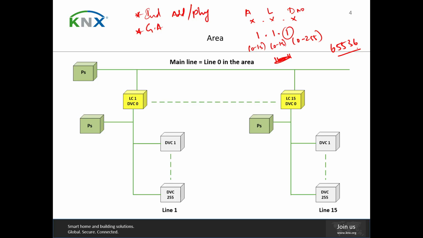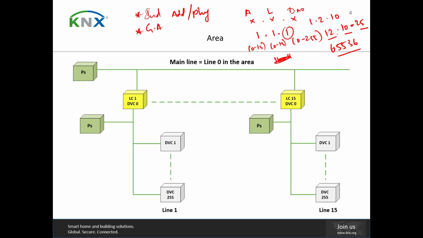Okay, so this is how the addressing is formed. Let's say for an example, you have a device with address 1.2.10. That means it is the 10th device in the second line in area number 1. Let's say you have a device that is 12.10.25, for example. That means it is the 25th device in line 10 of area 12. Okay, so this is how we define the devices.